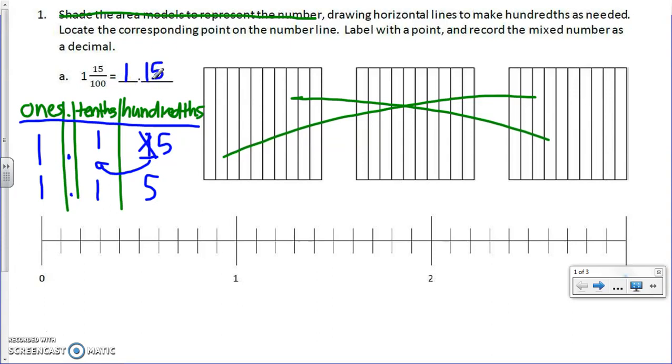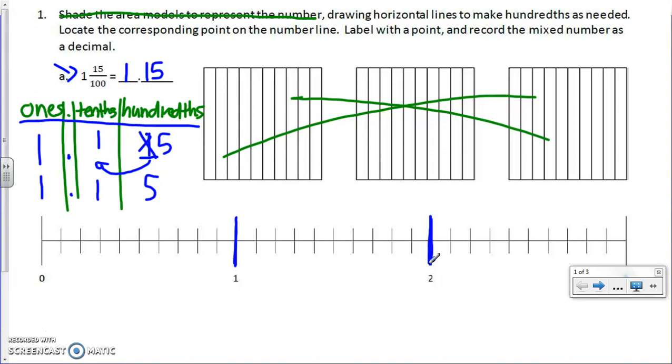So now I look at my number line. The first thing I need to figure out is, what two whole numbers am I going to be between where I have 1 and 15 hundredths? So this 1 is very important. That tells us where we're going to start. So we know before we even look over that we're going to be between 1 and the whole number that's greater, which is 2.